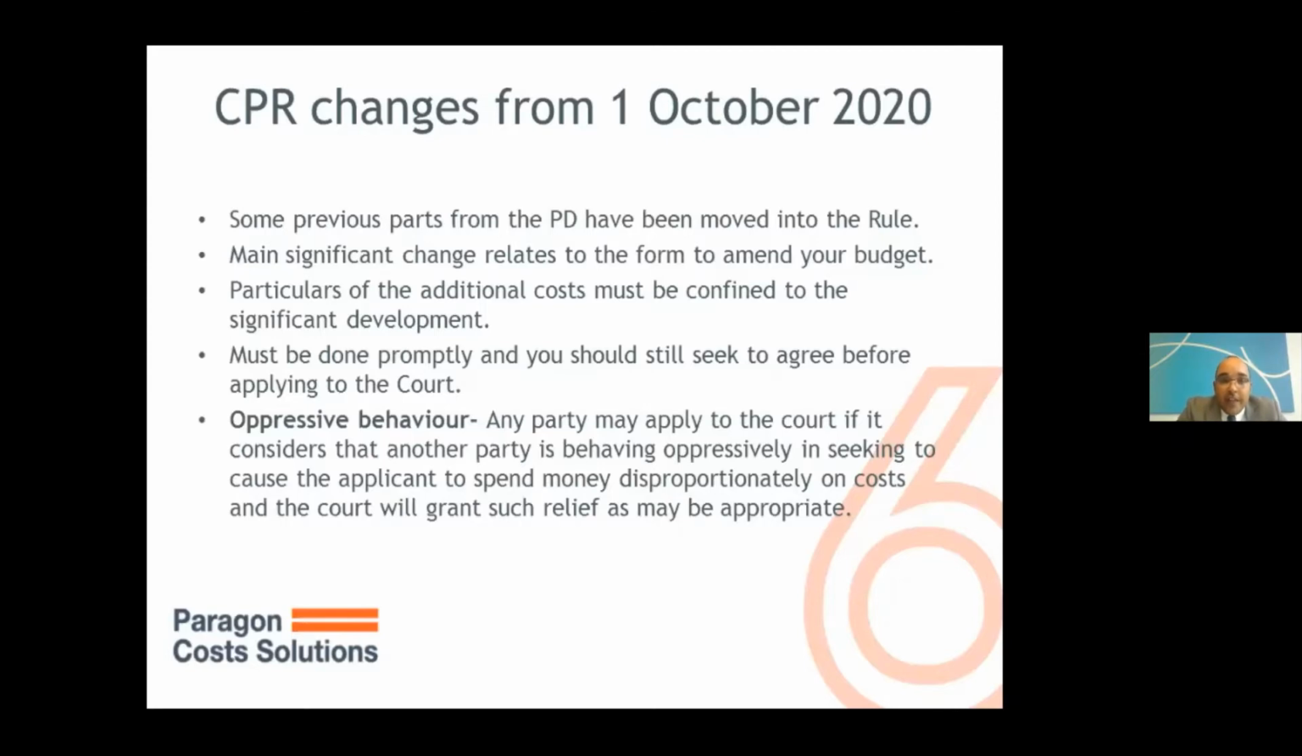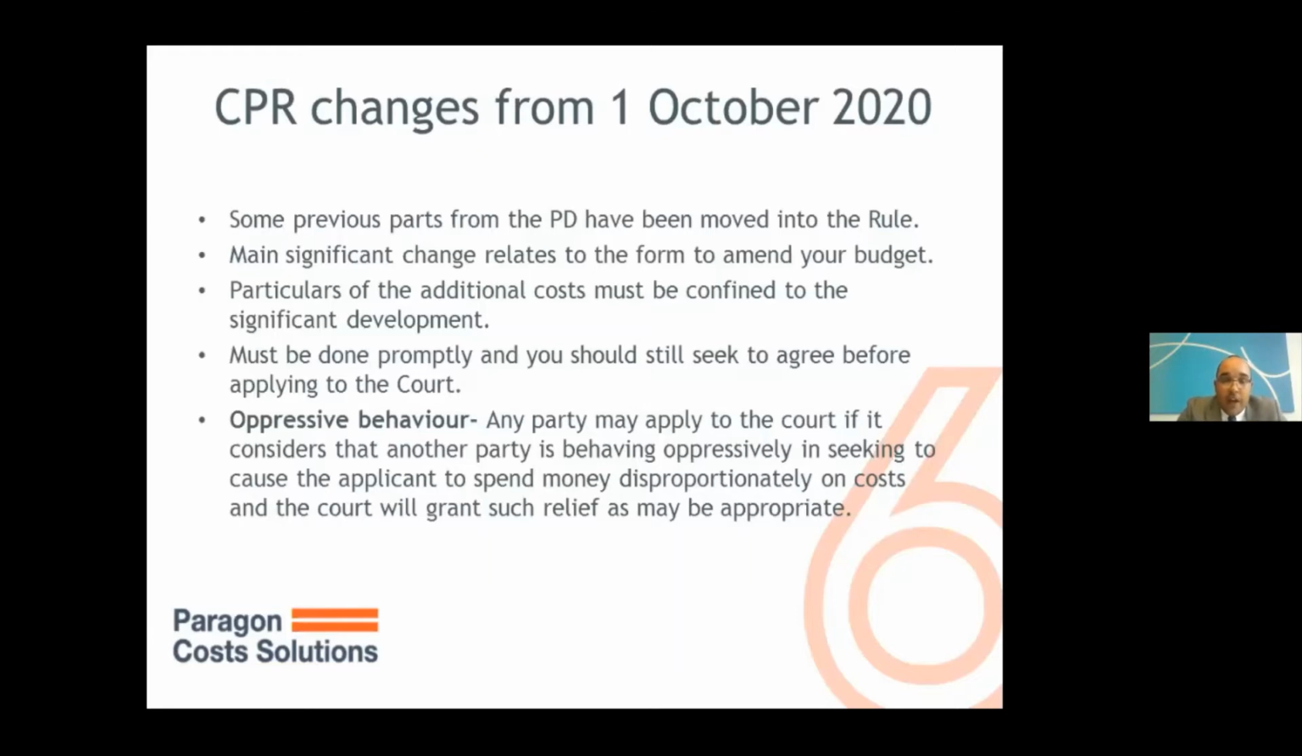I just wanted to highlight the section about oppressive behaviour before I show you the form, because it says in the rules that any party may apply to the court if it considers that another party is behaving oppressively in seeking to cause the applicant to spend money disproportionately on costs, and the court will grant such relief as may be appropriate. And of course, that relief is likely to come in the form of either an increased budget or some kind of cost sanction, or maybe having the budget not apply at all.